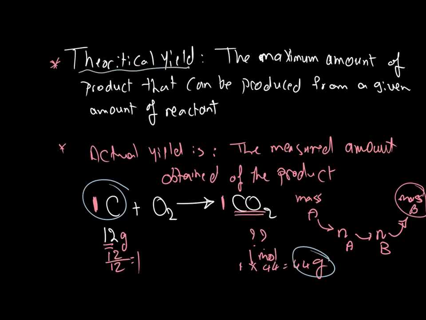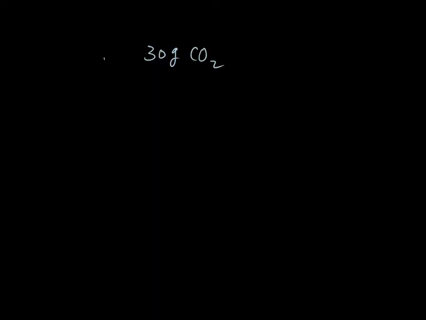When you do the experiment in the lab, you may get a different quantity. The quantity that you get, we call it the actual yield. Suppose you get 30 grams only of carbon dioxide and not 44 grams. So 30 grams of carbon dioxide, which is measured and obtained in the lab, we call the actual yield.